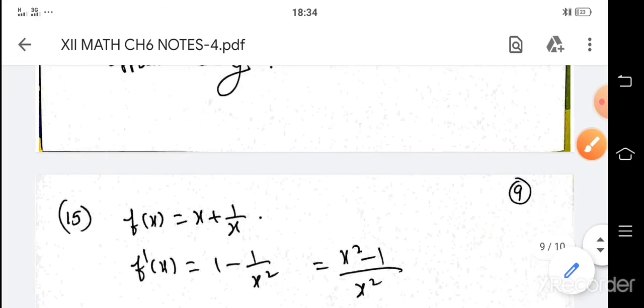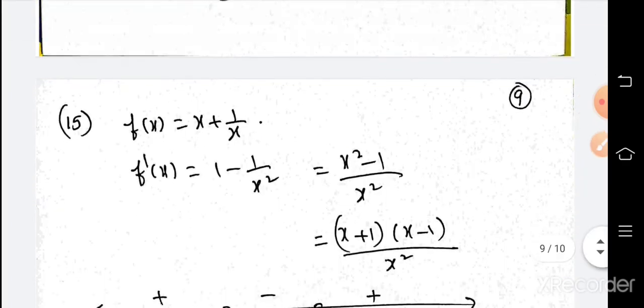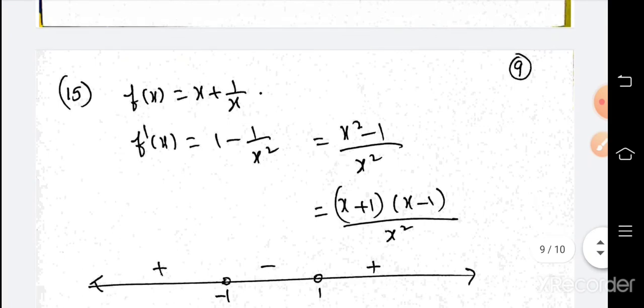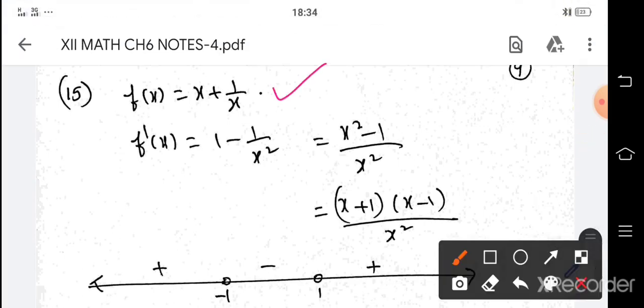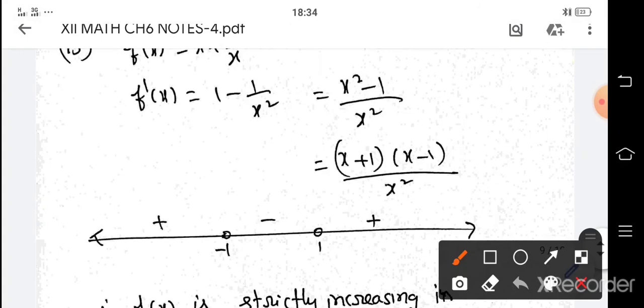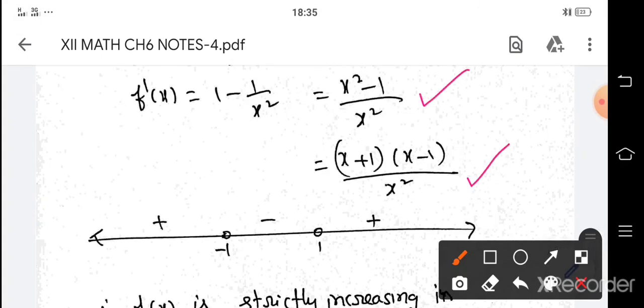Next, 15th question. f of x is equal to x plus 1 by x. They are telling that let I be the interval disjoint from the closed interval minus 1 comma 1. Prove that the function f given by f of x is equal to x plus 1 by x is strictly increasing on I, where I is that interval which is disjoint from minus 1 comma 1. We should prove this given function x plus 1 by x is strictly increasing in that interval. Look at this. First find the derivative: 1 minus 1 by x square, because the derivative of x is 1 and the derivative of 1 by x is minus 1 by x square. Simplify: x square minus 1 by x square, which is x plus 1 into x minus 1 by x square.